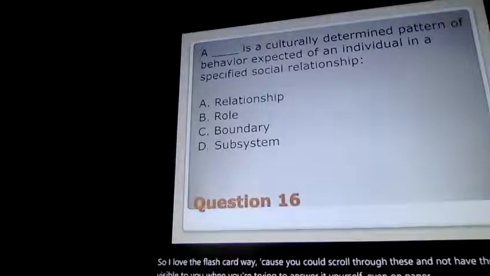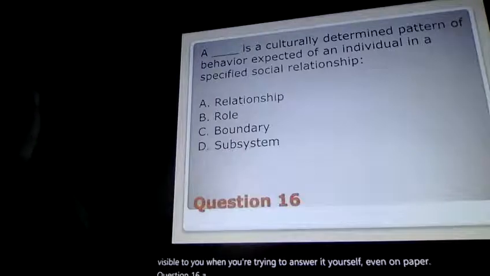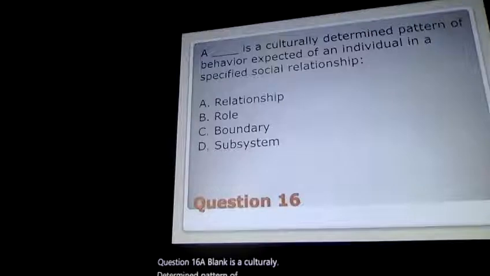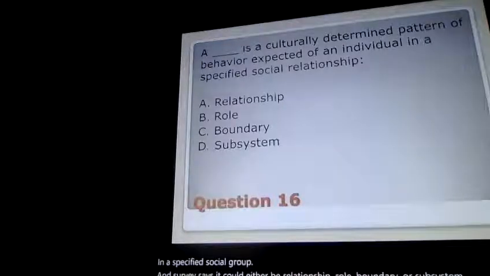Question 16, a blank is a culturally determined pattern of behavior expected of an individual in a specified social group. And the survey says it could either be relationship, role, boundary, or subsystem. And the answer is actually a role.